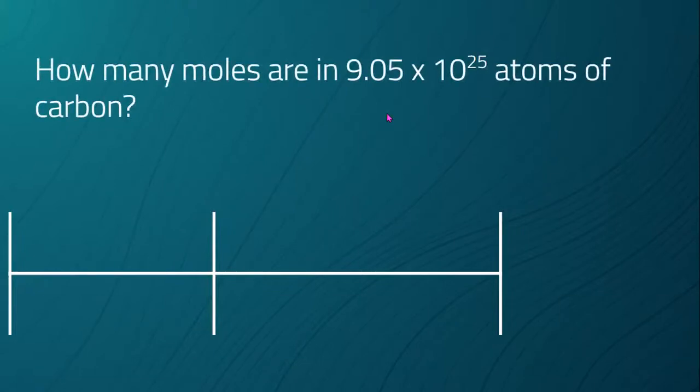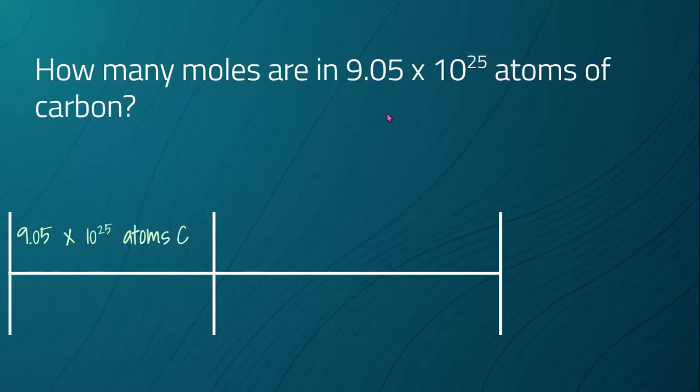So let's try a problem. How many moles are 9.05 times 10 to the 25th atoms of carbon? I'm going to start by putting that number in my upper left-hand box, again following it with a unit and the symbol for carbon. So there's my 9.05 times 10 to the 25th. Since I have atoms of carbon up, I need to do atoms of carbon diagonal down to cancel it out.